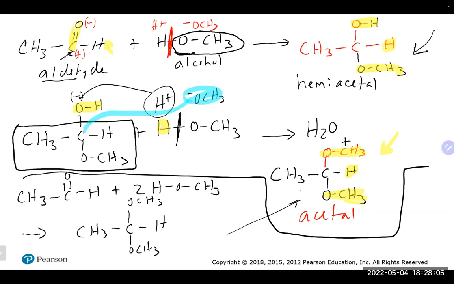So that will always be where it will end up in these guys. Any questions on that there? This exact same setup works with ketones as well, and it's pretty much identical, except that we don't have a hydrogen. We've got an extra carbon group there because it's a ketone.